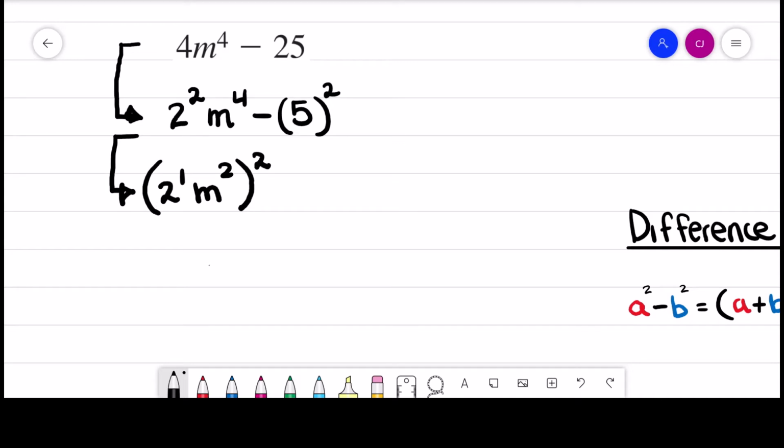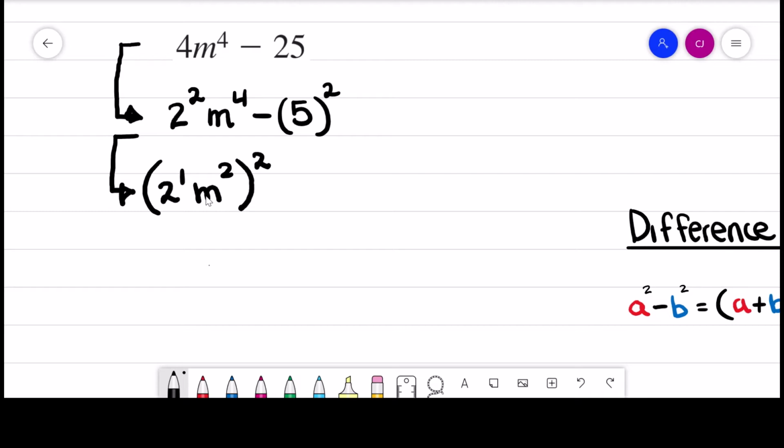2 on the outside. The reason I did this is because according to the power to power rule, whenever you have a power outside in parentheses and then you have powers inside, you're going to multiply those powers from the inside to the outside. So if you look and compare 2 to the first power, or just 2, and I take this power outside and multiply it with the power inside, it's going to give me the original power of 2.